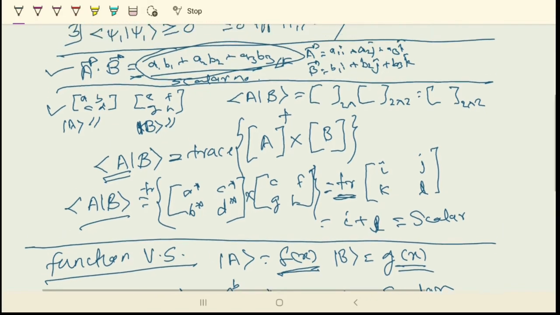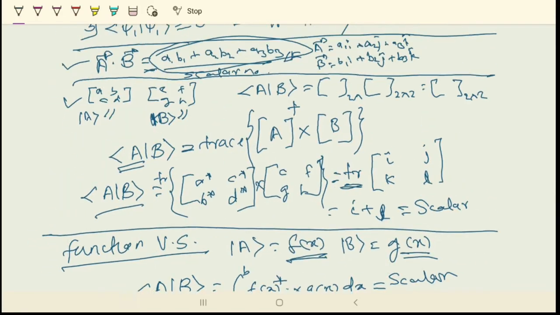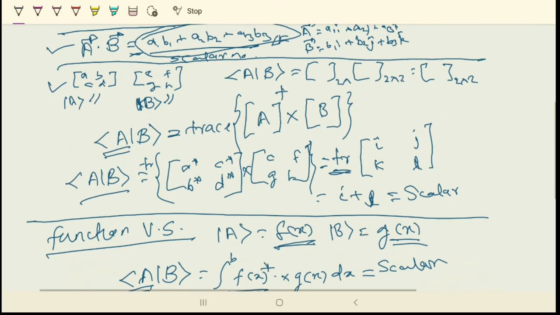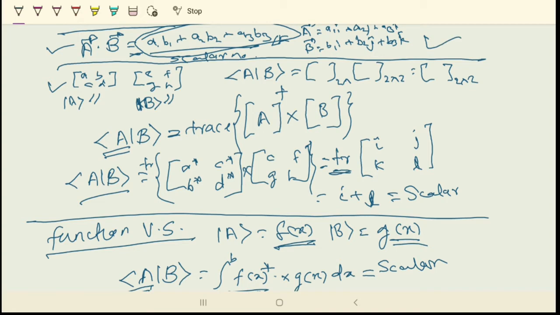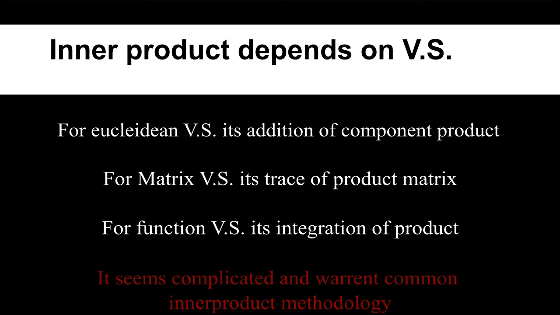So in short, you would realize that the inner product operation depends on what kind of vector space I have. Here the operation is different, here the operation is different, and here the operation is different. So it seems very complicated. You need to keep track of what vector space you are dealing with and what is the inner product of that. But can we simplify it?